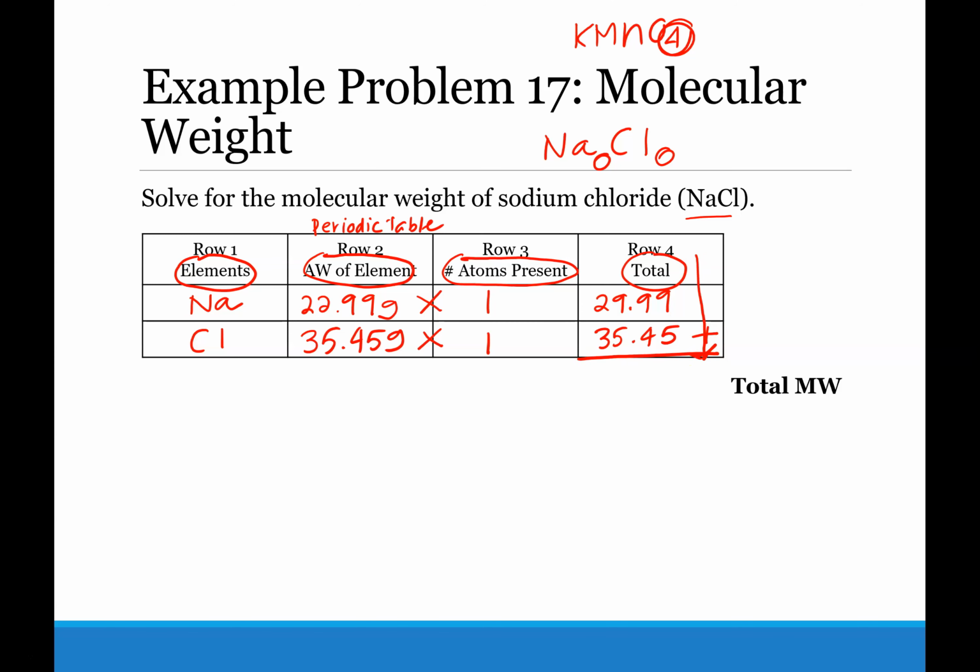And so in your calculator, 22.99 plus 35.45 equals 58.44, and that is the total molecular weight of sodium chloride. And of course, we're talking about grams. So thanks, and let me know if there are any questions about example problem 17.